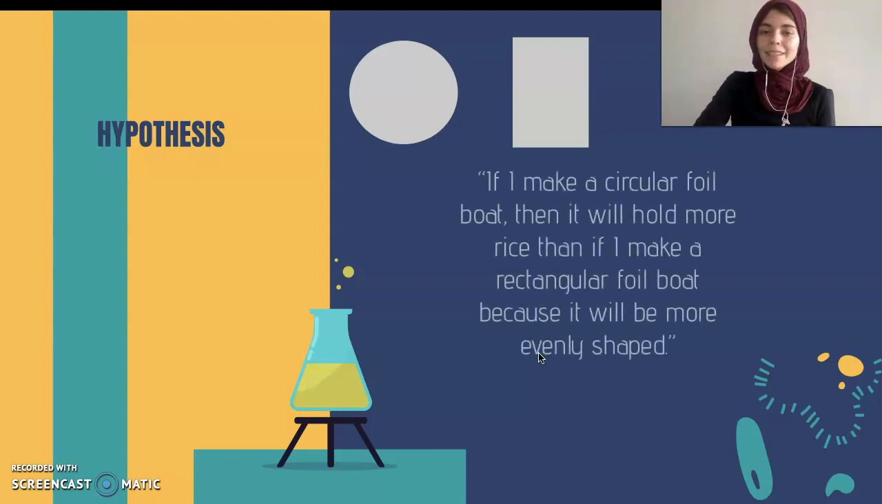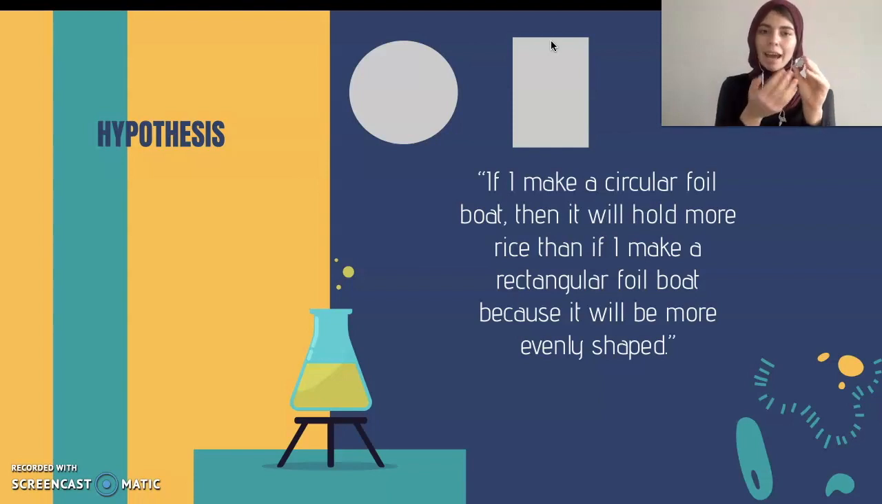Then we can do our hypothesis. So you say, if I make a circular foil boat, then it will hold more rice or people than if I make a rectangular foil boat because it will be more evenly shaped. So we see here on the circle, our width and our height are exactly the same, right? Whereas on a rectangle, it's a little bit different. So it's not as wide, but it's pretty tall. So what I'm saying is on the water, maybe it's a little bit better to have it be more equal on the sides so that way it can fit more people. So if I'm making a boat, maybe it's better to make a circular one when I start building it rather than a rectangular one. So we will see, this is my hypothesis.